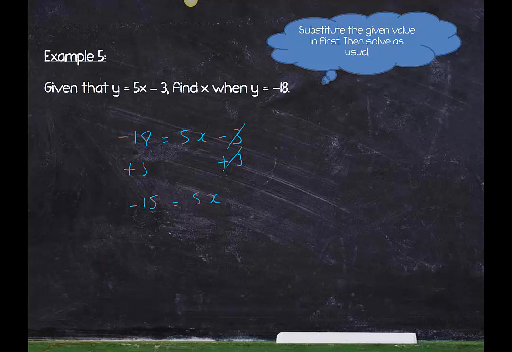We're now back to a one-step equation. 5 times x. What's the opposite to timesing by 5? It's divide. So we're going to cross the 5's out to give us x. And minus 15 divided by 5 is minus 3. Remembering when we get to the answer, we can just swap it over. So x equals minus 3.